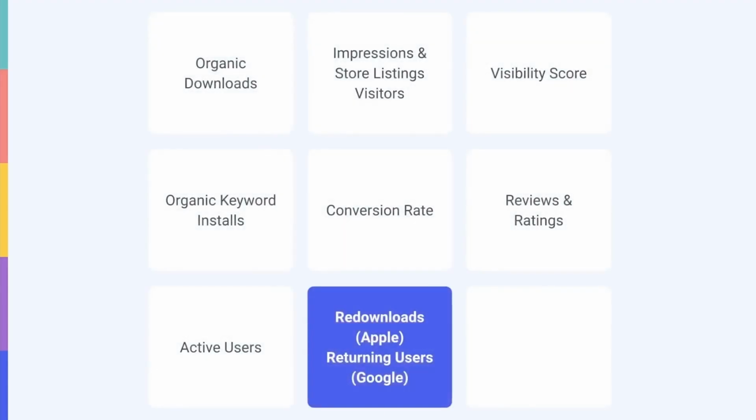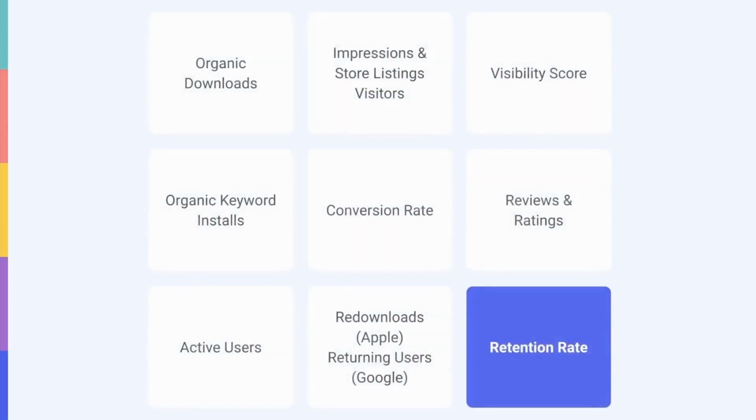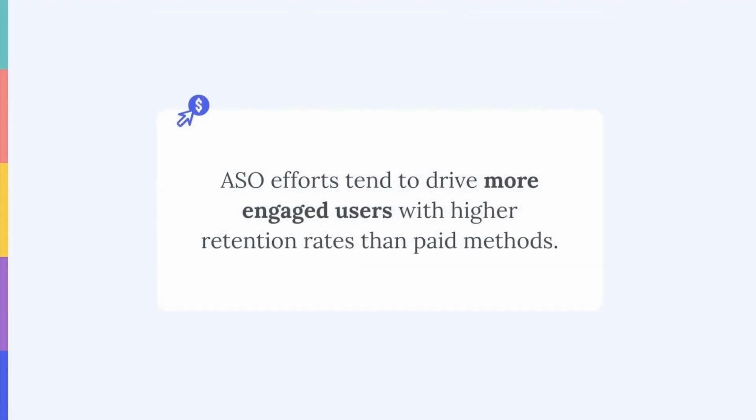Next, you need to keep tabs on your re-downloads for the App Store or returning users for Google Play. Thanks to new native store marketing features like in-app events or live ops, ASO experts are often tasked with re-engaging lapsed users. To monitor the impact of these efforts, it's interesting to split downloads by type and also look at re-downloads for Apple or returning users for Google. Finally, retention rate is yet another important user engagement metric that highlights the way users interact with your app. Solid ASO efforts tend to drive more engaged users with higher retention rates compared to alternative paid methods.